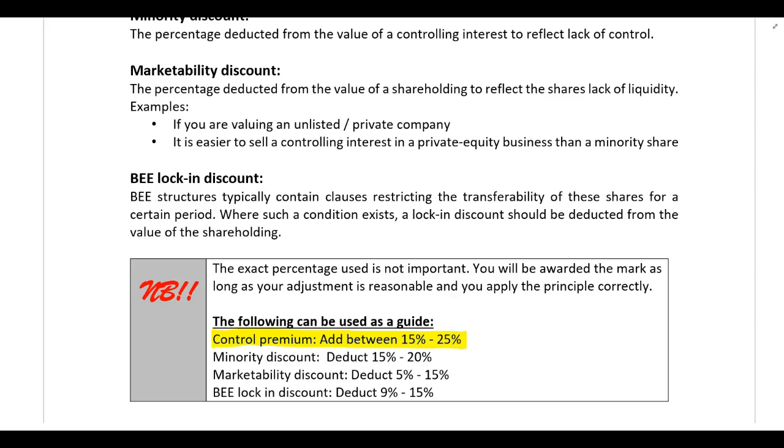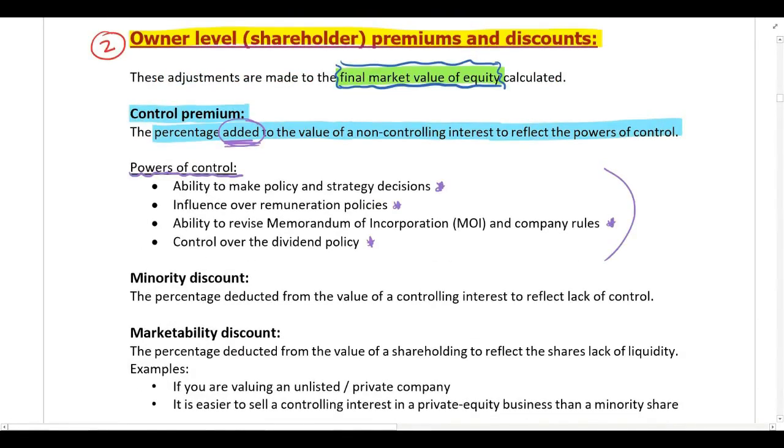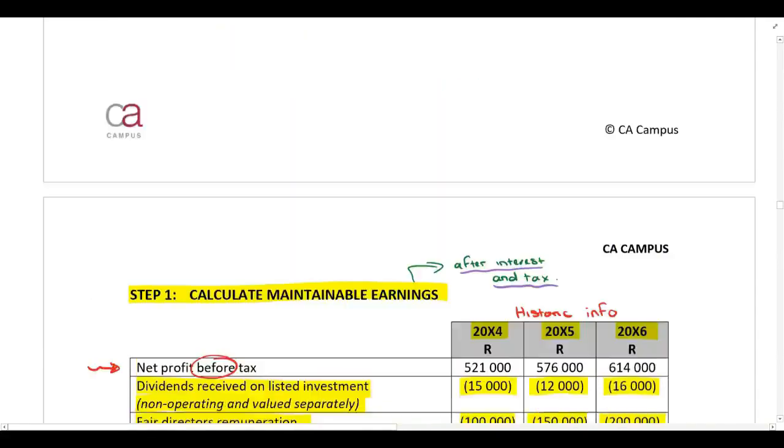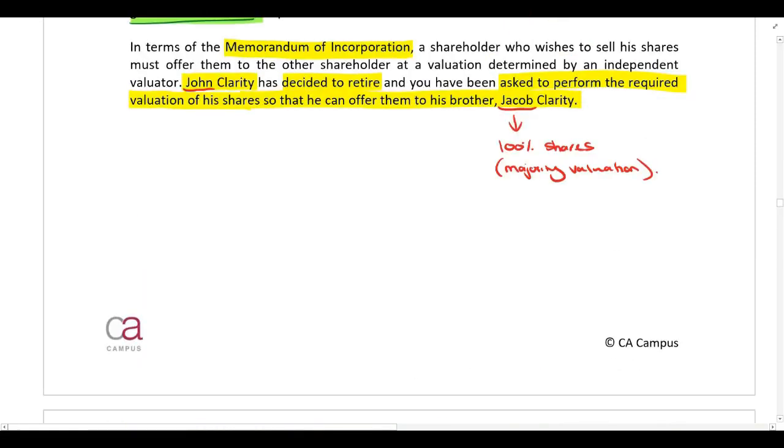All right, so let's see how this is going to work in our example. First, you need to ask yourself, are we valuing a controlling interest or a non-controlling interest? So that's the first question I want you to ask yourself. Now go back to the information provided. We saw that when John retires, he's going to sell his shares to Jacob, meaning Jacob will then hold 100% of the shares in the company. So we said this is a majority valuation. So we are valuing a controlling interest. I've answered the first question.